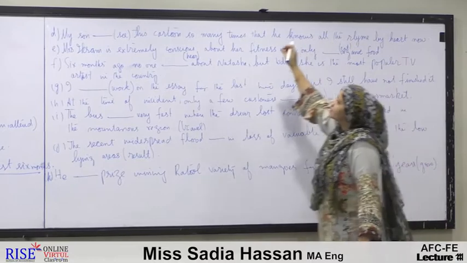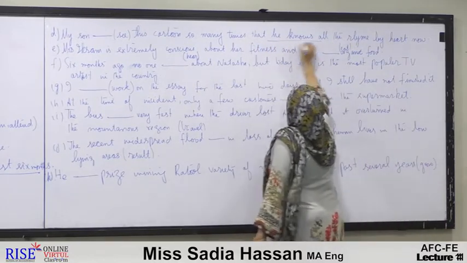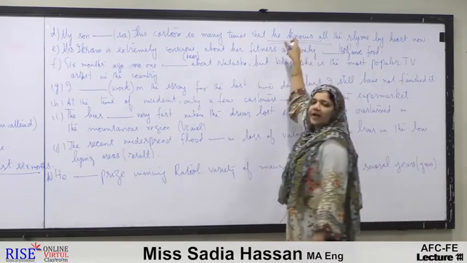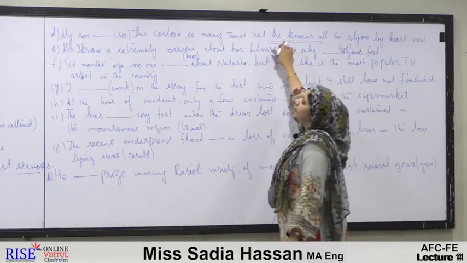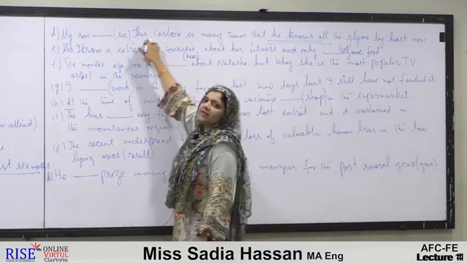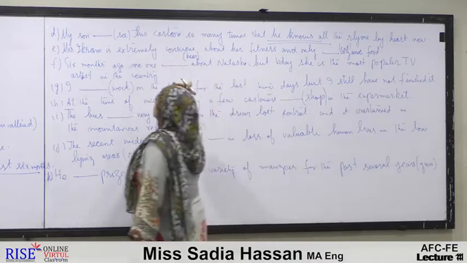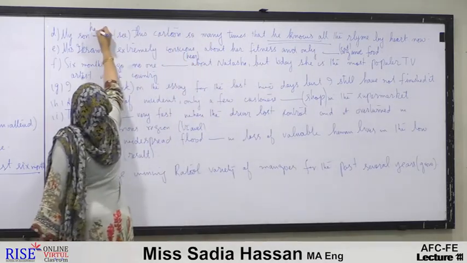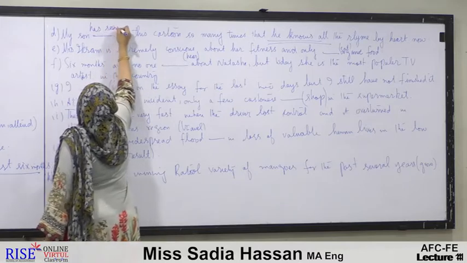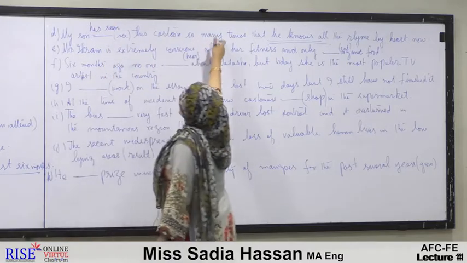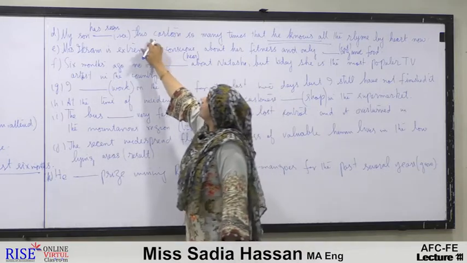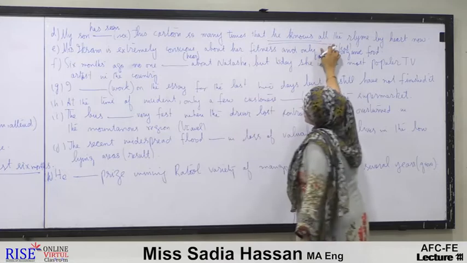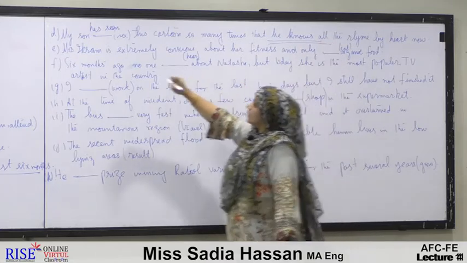No, my son, he knows. This shows that one clause of the tense is in the present, so I must be using the other tense in the present family. My son has seen. Fine. This present coordinates with the other present family member, that is present perfect with simple present. Now, number E.